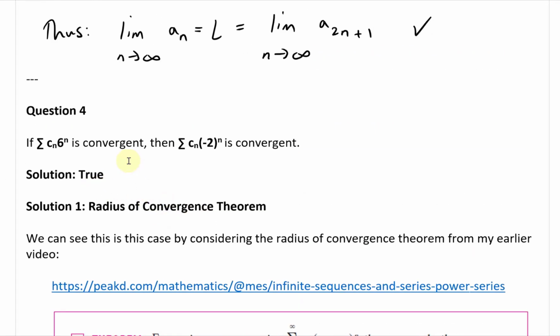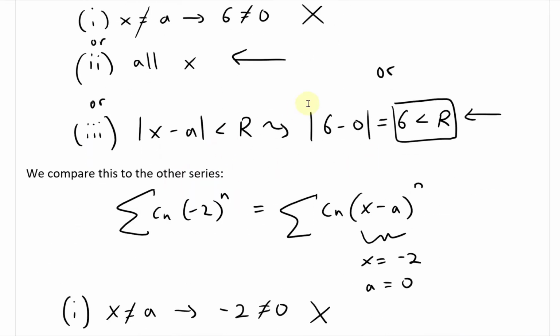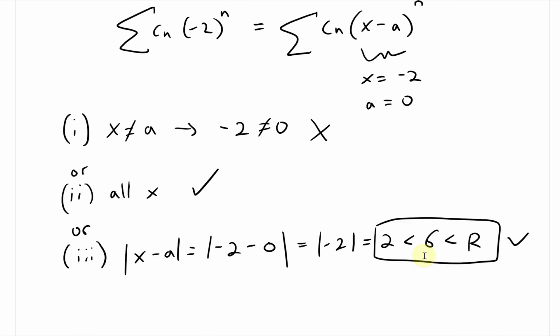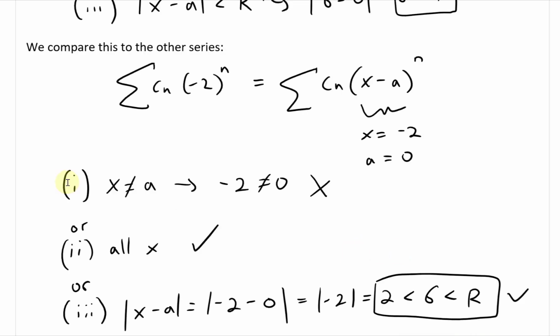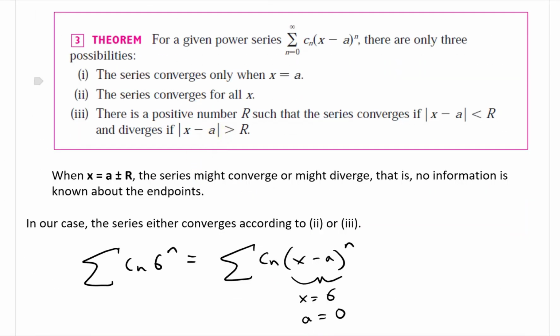This is true because if this converges, then you have 2 cases. x is not equal to a, so we can't use that. But if it converges for all x, or you have the scenario where 6 is less than r and 2 is less than 6, then that converges. So this is true. Alright, so that was solution 1, which used the radius of convergence theorem right here.